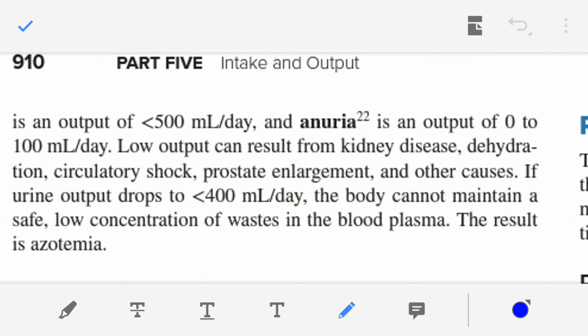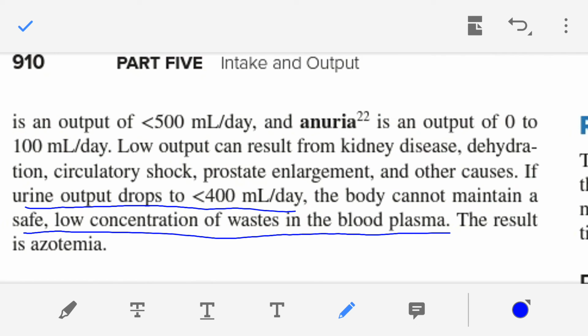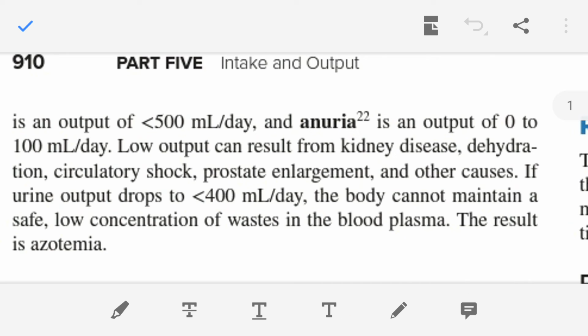Now if urine output drops to less than 400 milliliters per day, in this condition the body cannot maintain a safe low concentration of waste in the blood plasma. That means a person is urinating a very small amount of urine during a day. So at that time, in the patient's blood, the amount of waste material is going to increase. This will be a critical situation, and it can be unsafe for a patient, and this condition is known as azotemia, where the urine output is very low and the waste material is building up in the blood plasma of the patient.